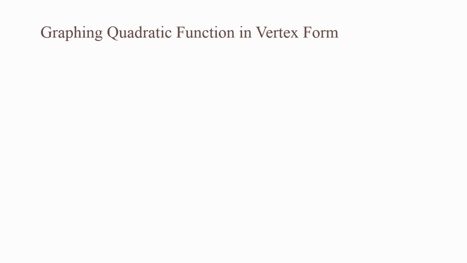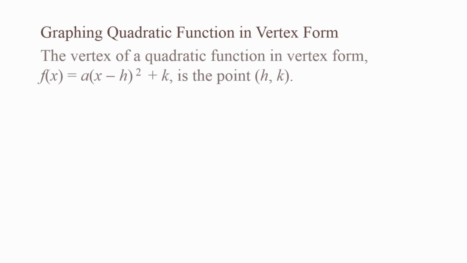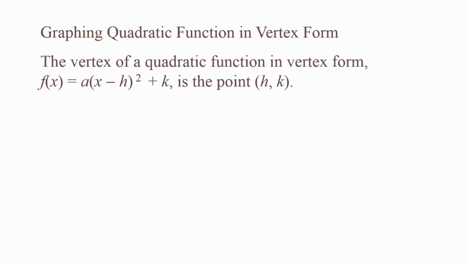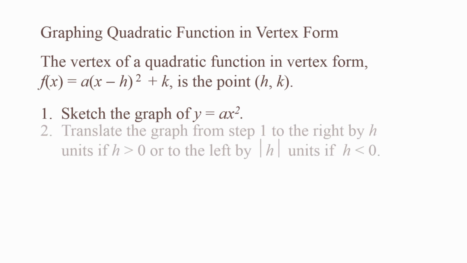Graphing quadratic function in vertex form. The vertex of a quadratic function in vertex form for f of x equals a parentheses x minus h parentheses squared plus k is the point h, k. To graph your function, sketch the graph of y equals ax squared. A will determine how narrow or wide your graph is. Also, if it opens upward or downward. If it opens up, a is positive. If it opens down, a is negative.